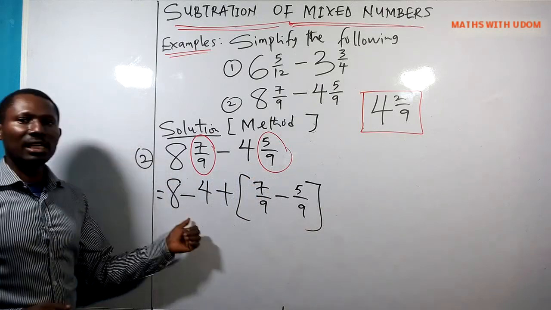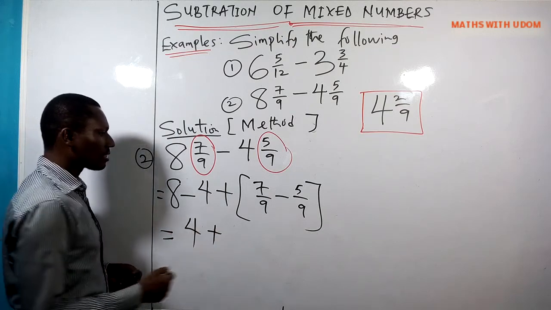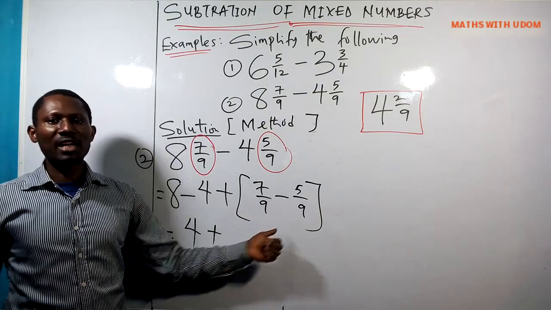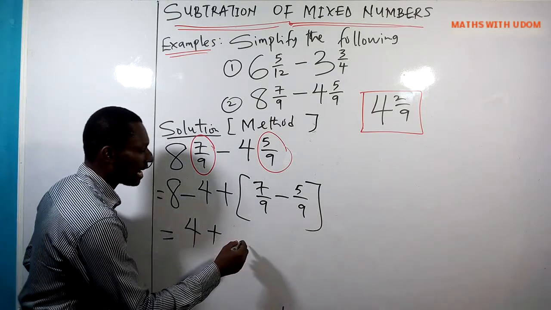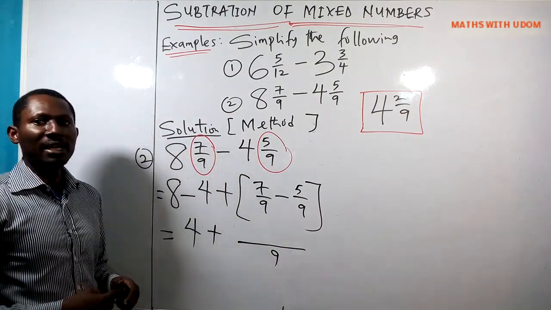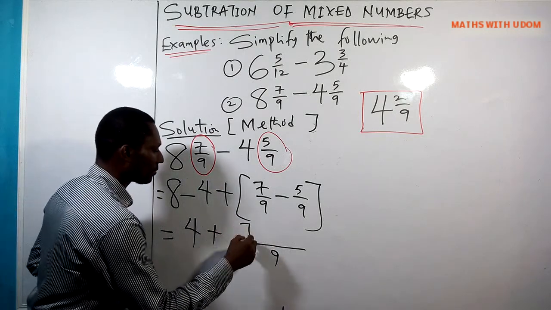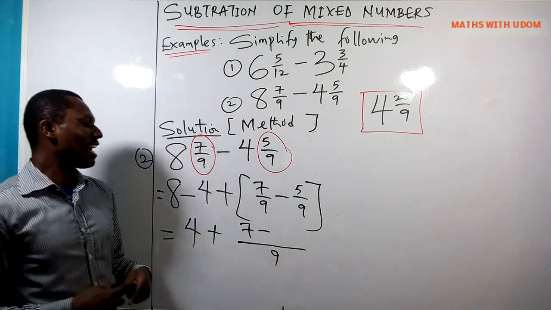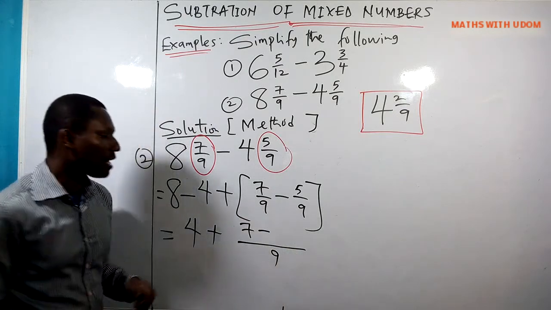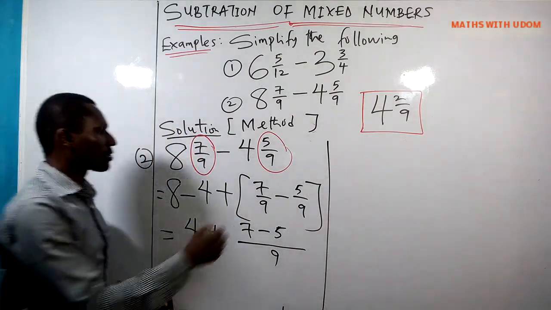So what is 8 take away 4? 8 minus 4 will give us 4. Plus, now, for the one in the bracket, we look for the LCM. What is the LCM of 9 and 9? The LCM of 9 and 9 is 9. So, how many 9 can go in 9? 1. 1 times 7 is 7. Minus, how many 9 can go in 9? 1. 1 times numerator 5 is 5.